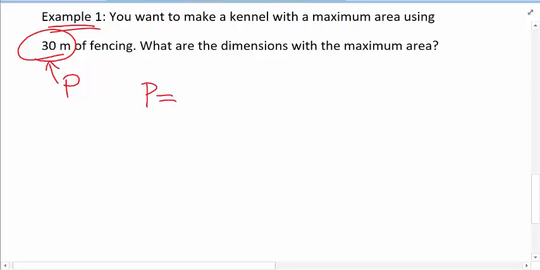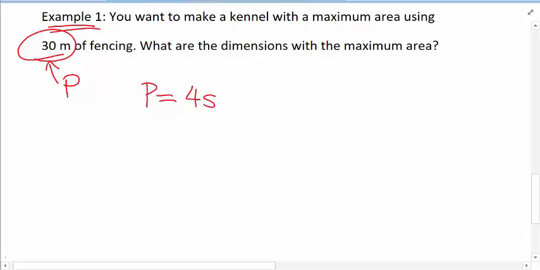So the perimeter formula that we want to use is 4S, because we're trying to create a square. Does that make sense? So now, instead of P, what do we do? Yeah, you just plug it in.